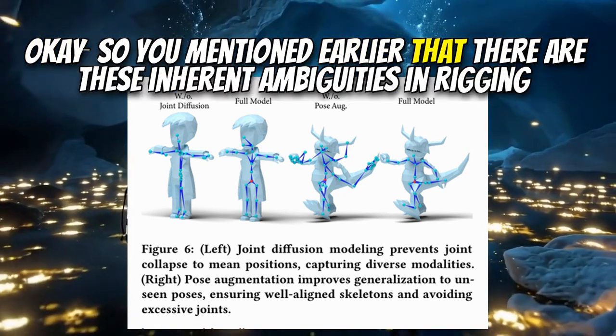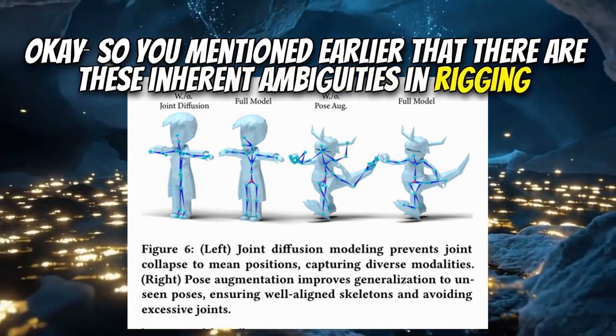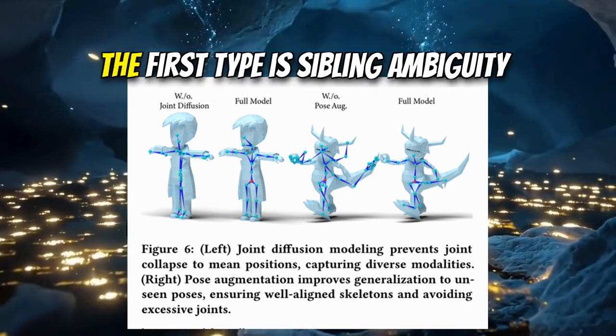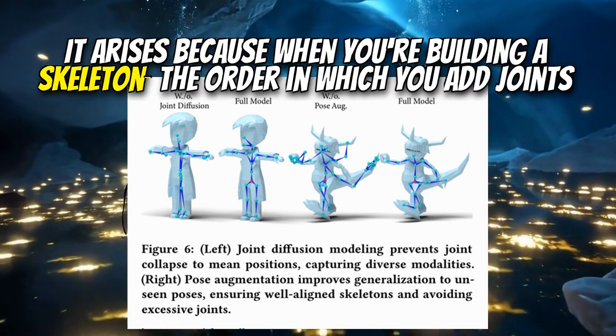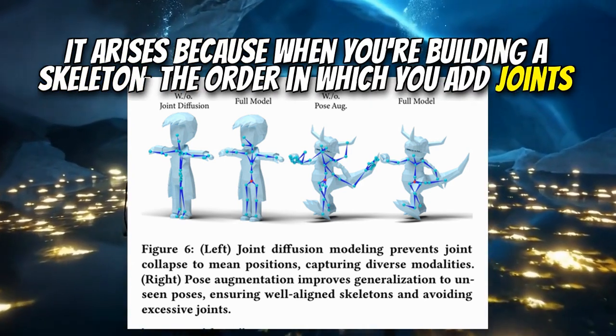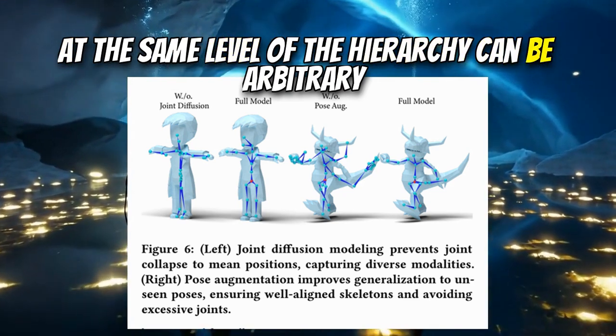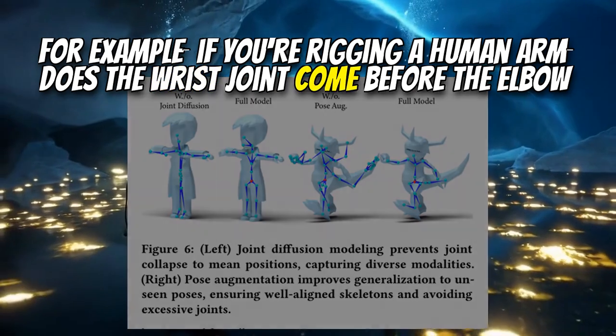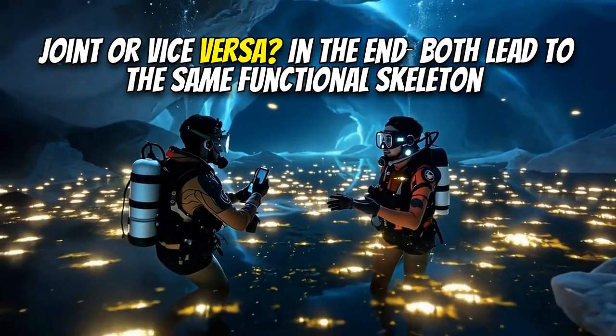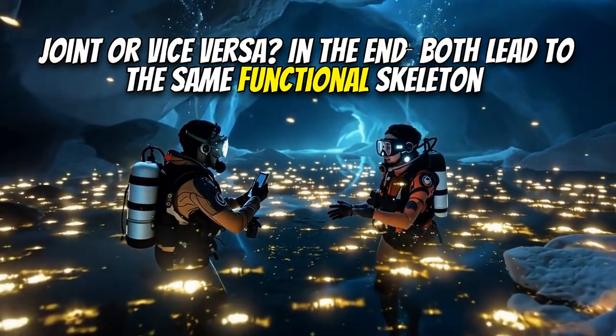Okay, so you mentioned earlier that there are these inherent ambiguities in rigging. Can you break those down for us? Of course. The first type is sibling ambiguity. It arises because when you're building a skeleton, the order in which you add joints at the same level of the hierarchy can be arbitrary. For example, if you're rigging a human arm, does the wrist joint come before the elbow joint or vice versa? In the end, both lead to the same functional skeleton.